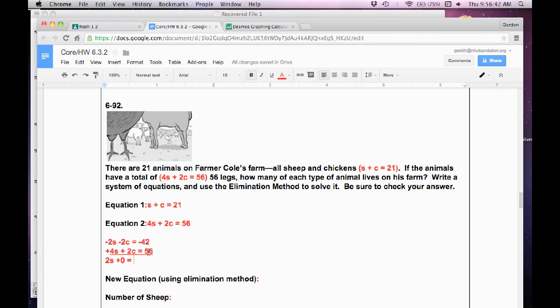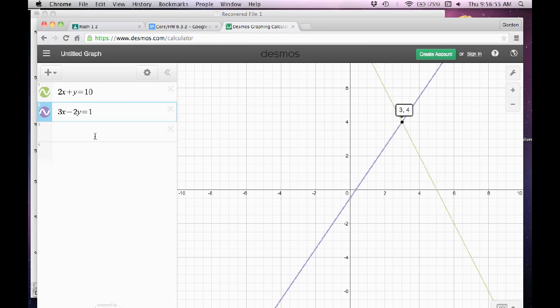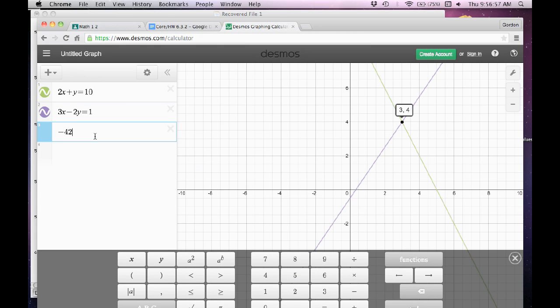I'm going to figure it out, but then I'm going to test it in Desmos just so I'm sure that I'm right. Negative plus a positive. The positive is larger, so it's going to be positive 14. But let's take a look at that in Desmos. Negative 42 plus 56, just to be sure. Positive 14.